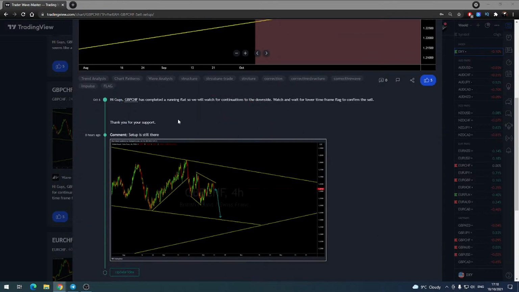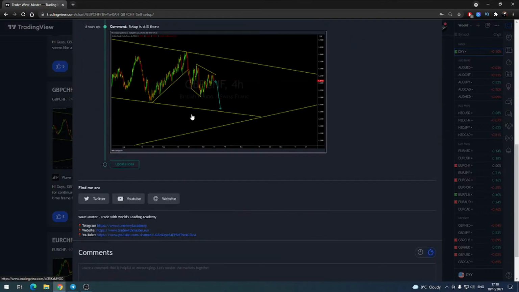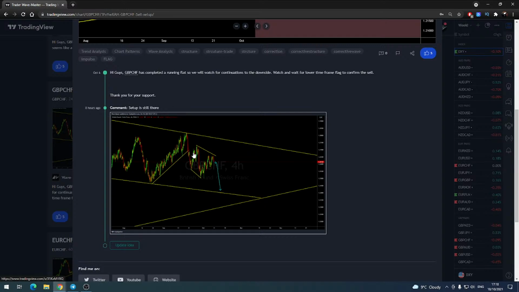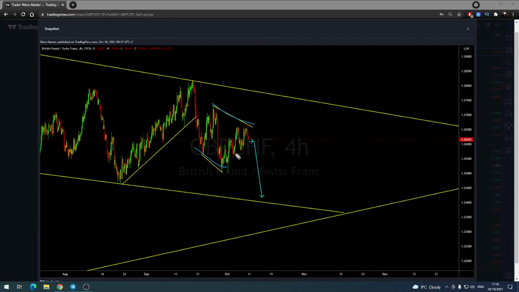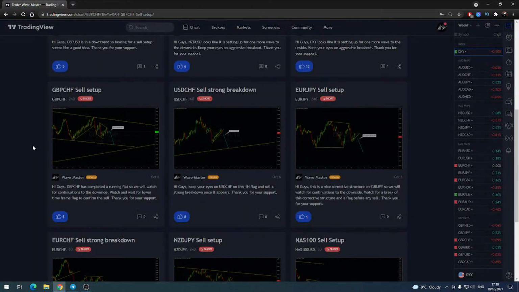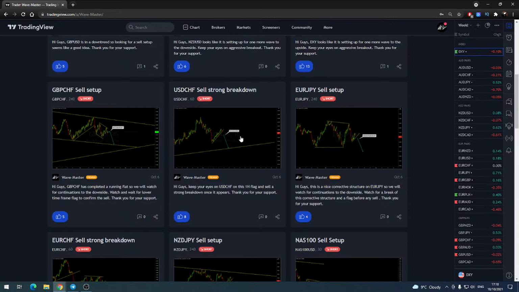I think I have updated it already. There was the update. The setup is still there, and here's the picture of what I have told you. Wait for the flag, take a trade. Simple as that. Don't rush for the trades. They are still there.